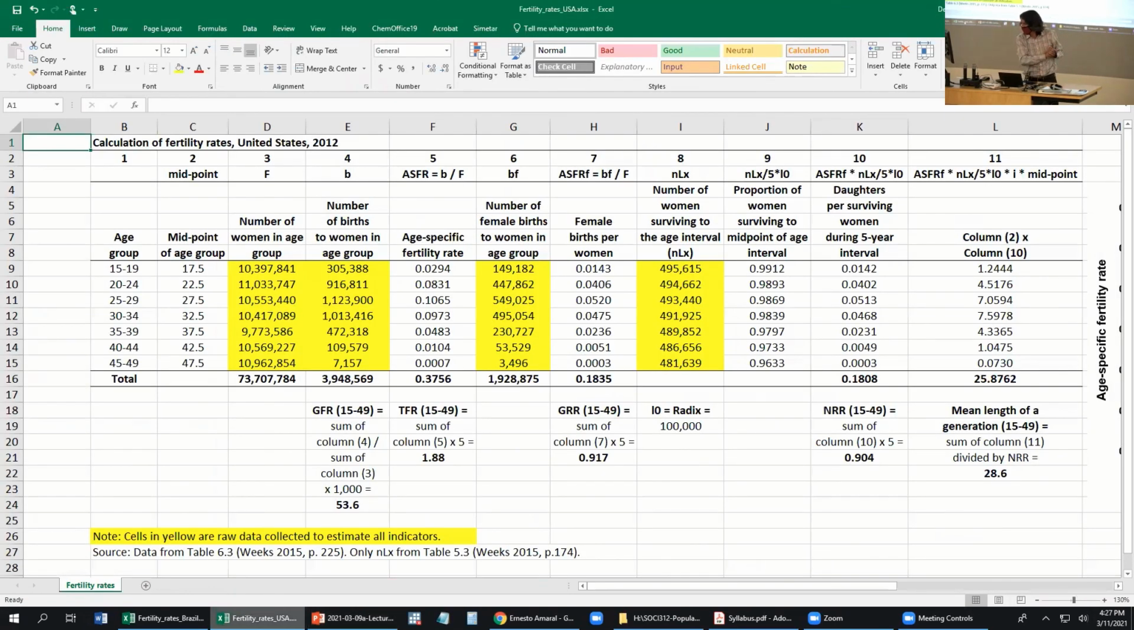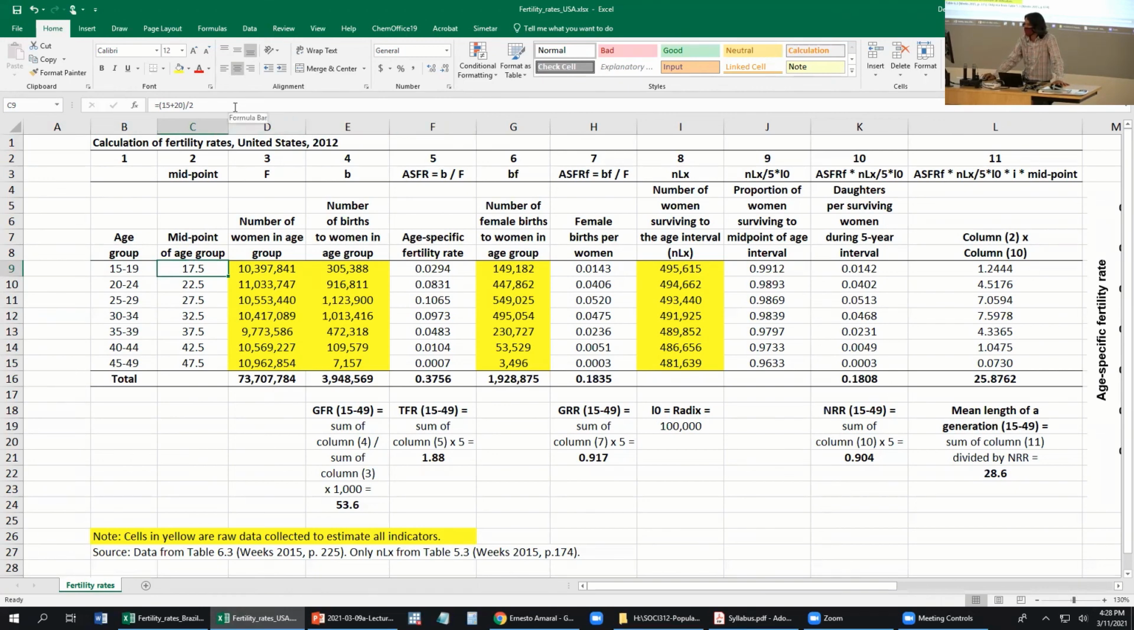And this Excel table kind of starts in the same way as the one for Brazil. Here is for the US, and we have only data for 1 year, 2012. We have the same 7 5-year age groups, so 7 age groups for every 5-year interval. This information here about the midpoint of the age group is going to be used later on to calculate the mean length of a generation.